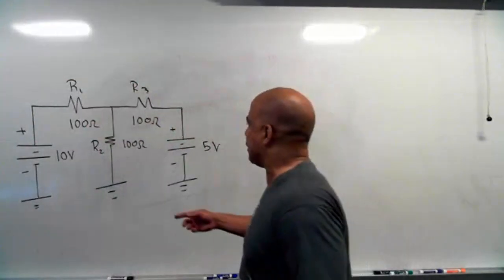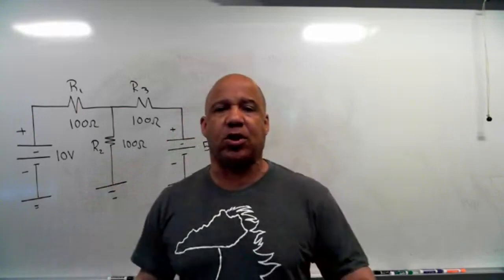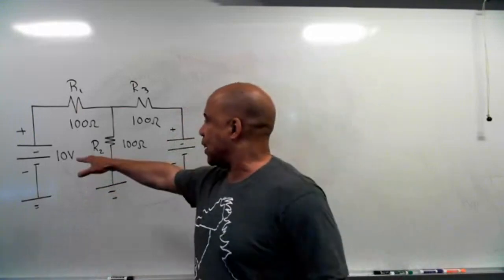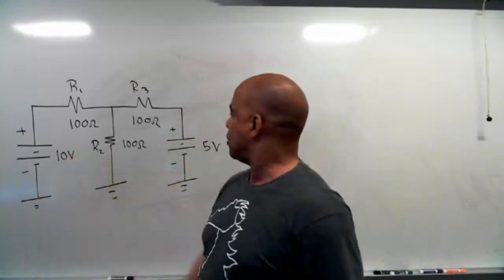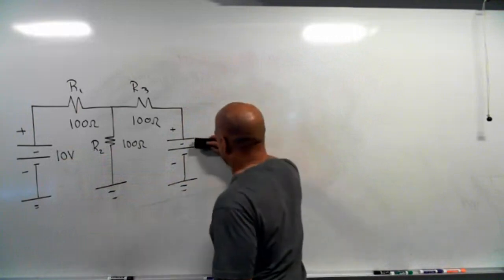What we want to know is how much current is going through R2. I'm going to figure out how much current is going through that resistor with just one of the voltage sources active. So I'm going to turn the 5-volt off by replacing it with a short circuit. So it's going to look like this.